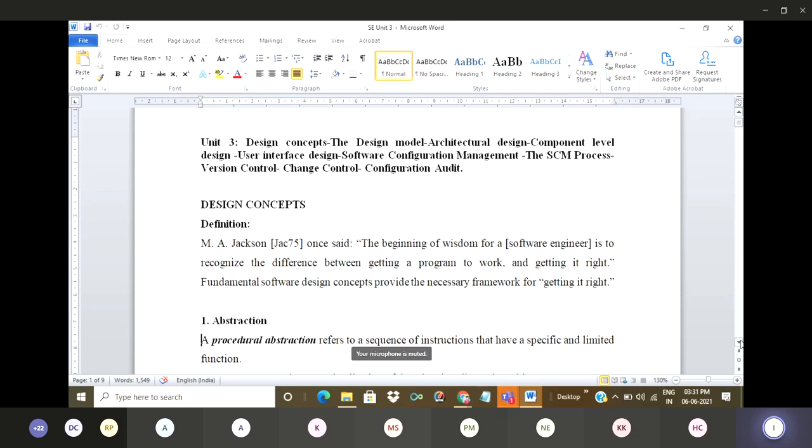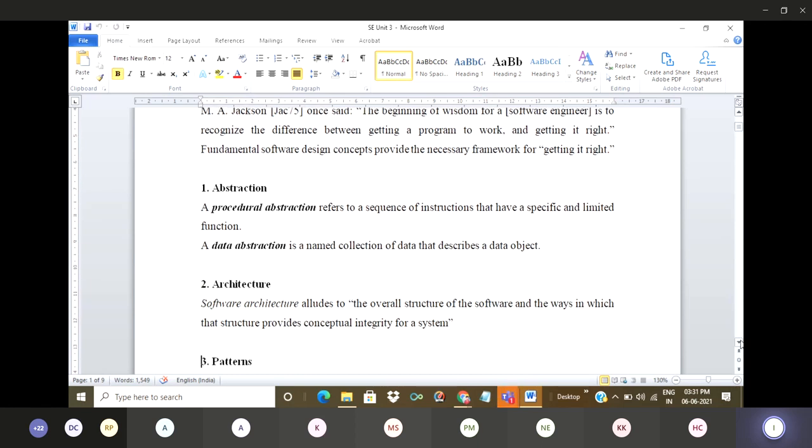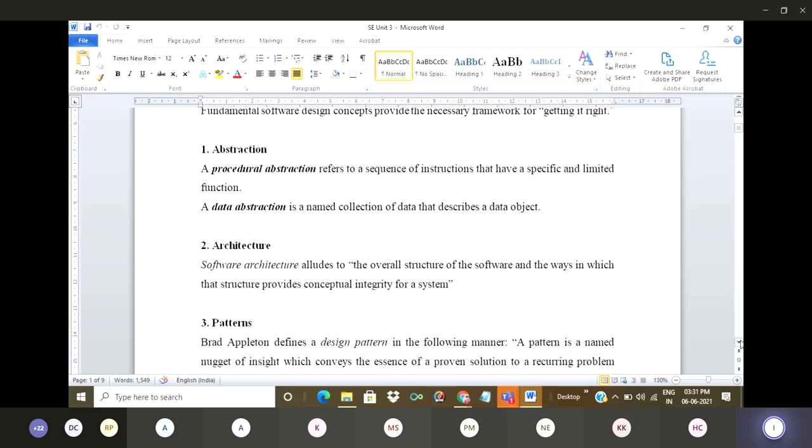Under design concepts, we have a number of subtypes. One is abstraction, where we have two types: procedural abstraction and data abstraction. Procedural abstraction refers to a sequence of instructions that have a specific and limited function. Second, data abstraction is a named collection of data that describes a data object.